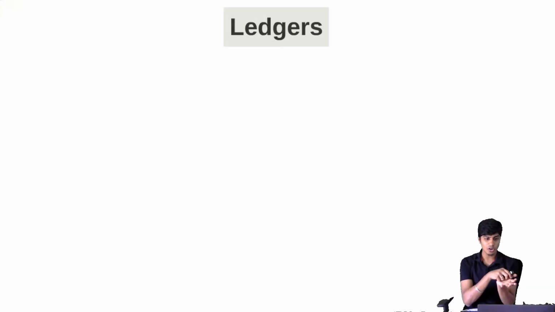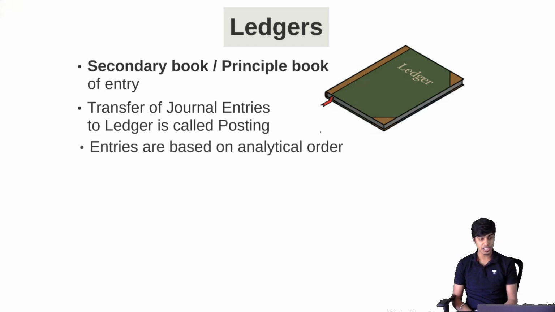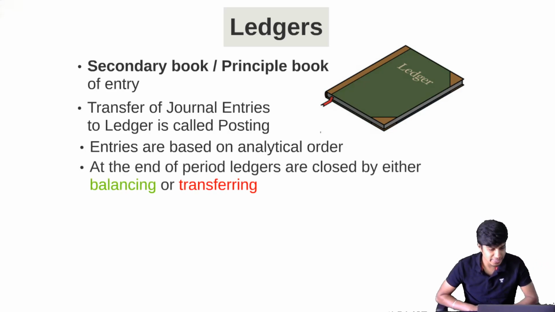Once the transaction is recorded in the journal, from there we post it to the ledger. So the transfer of journal entries to the ledger is what we call posting, and entries here are not recorded in chronological order, unlike in the journal. In the ledgers, it is recorded based on analytical order.